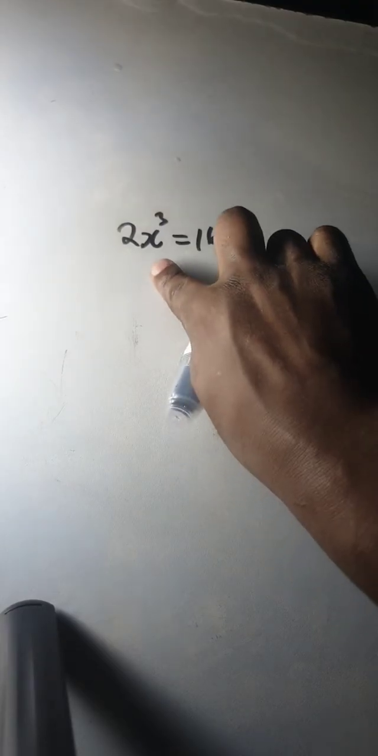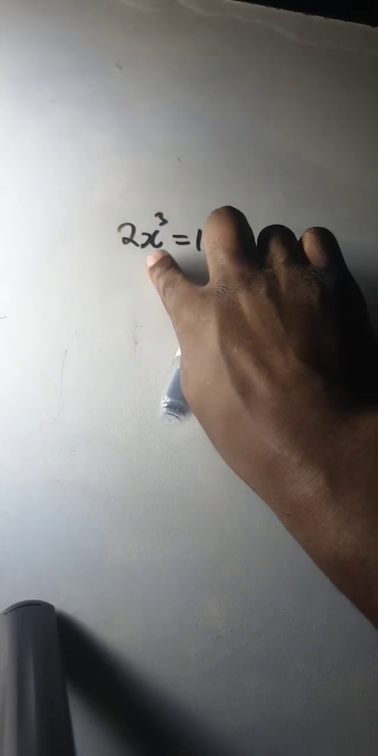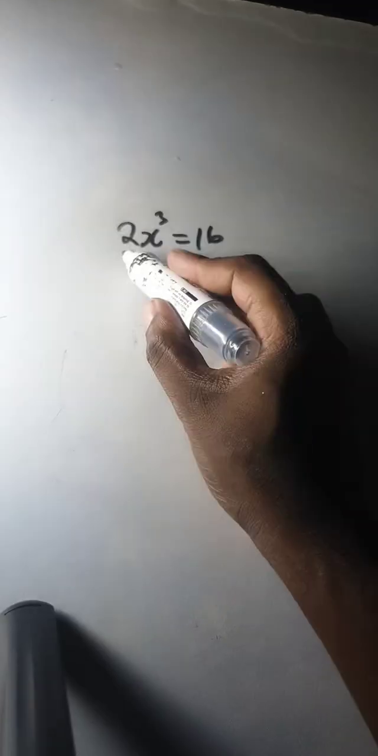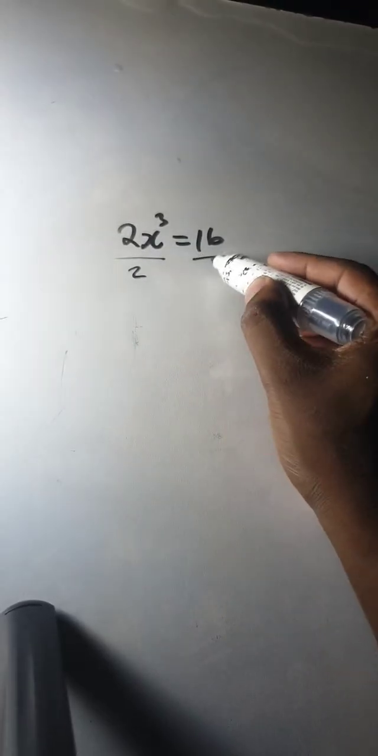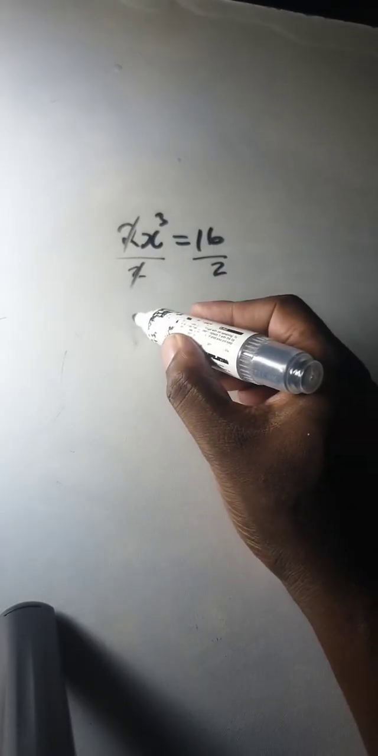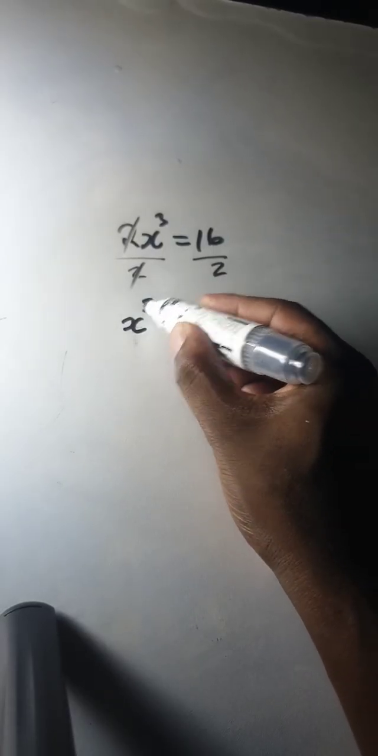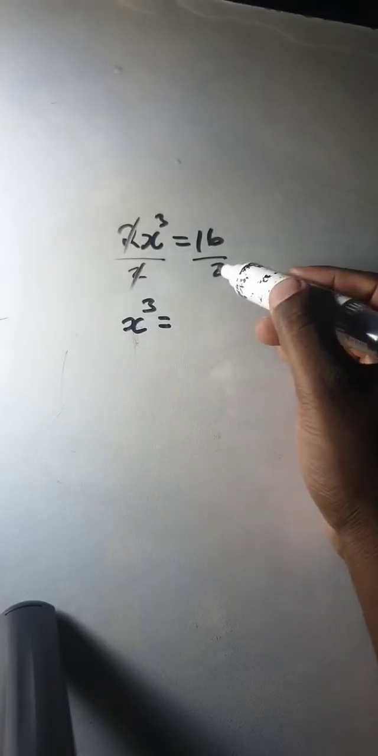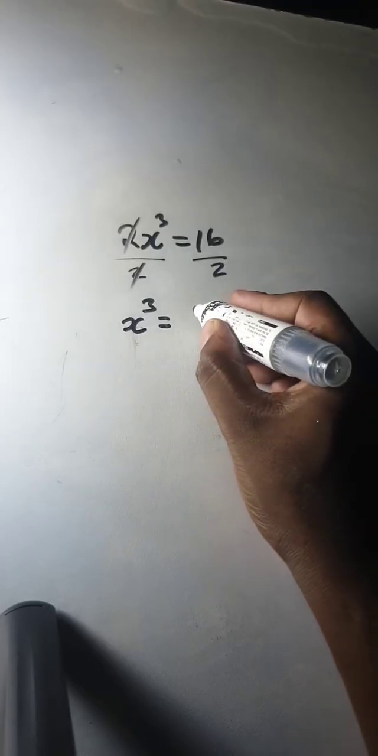2x cubed equal to 16. First things first, we are interested in finding the value of x. We need to know what is x. So we divide both sides by 2, so that the coefficient goes. Now we remain with x cubed equal to 16 divided by 2, which is 8.